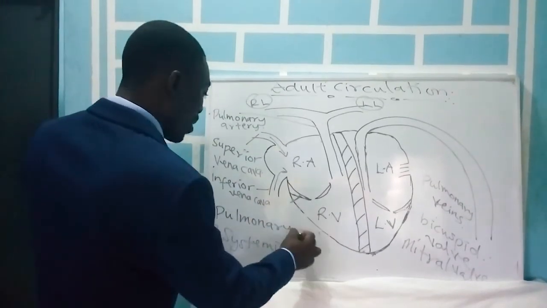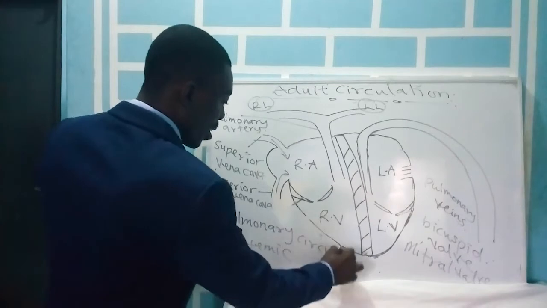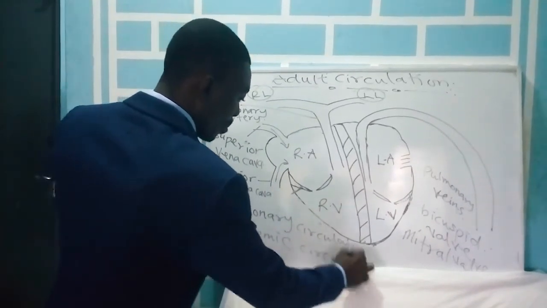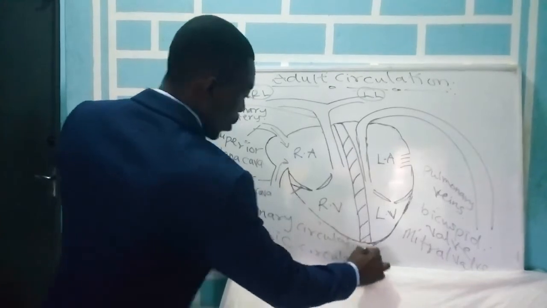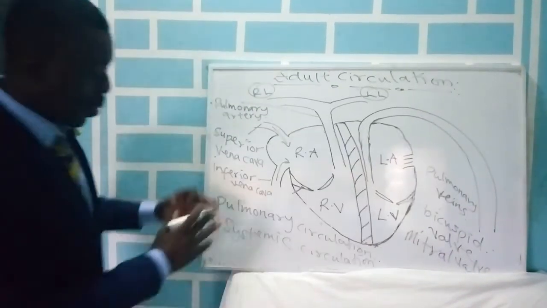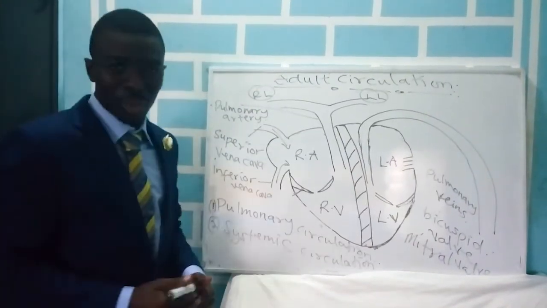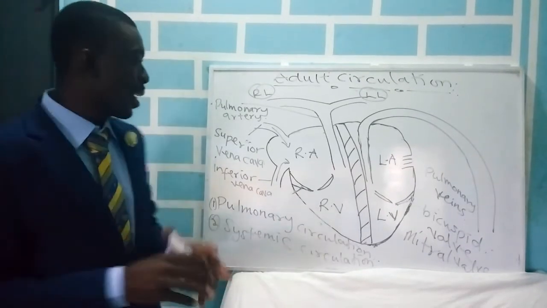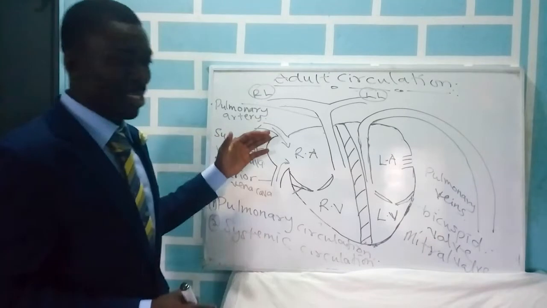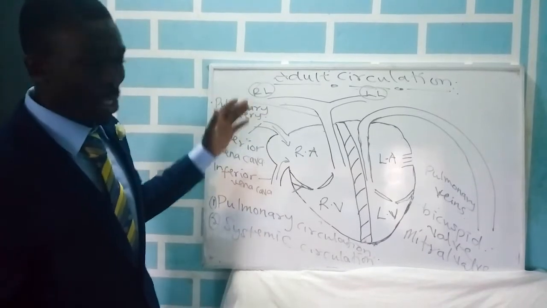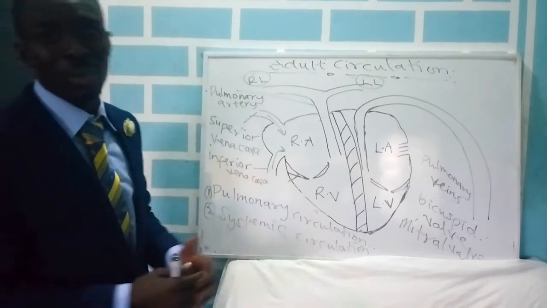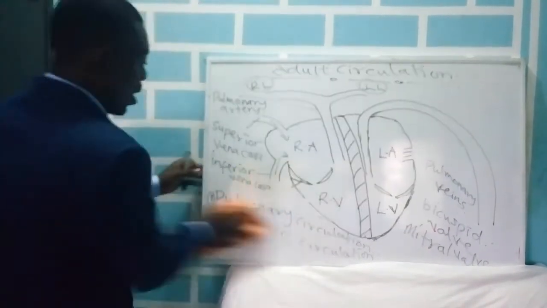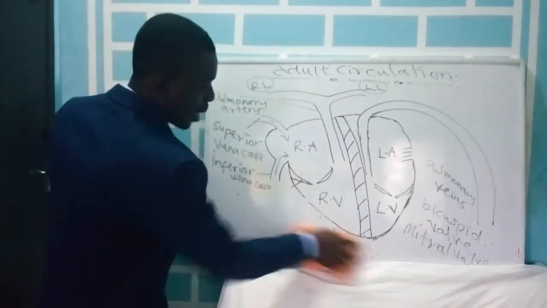Okay, so pulmonary circulation, then systemic circulation. It is these two combined that give us the circulation, and it is very, very simple. All that you have to do is pay attention and look at the structures, how you move from structure 1 to structure 2, and how the circulation takes place. It's very, very simple. Okay, so now let's look at the first one, which is pulmonary circulation.